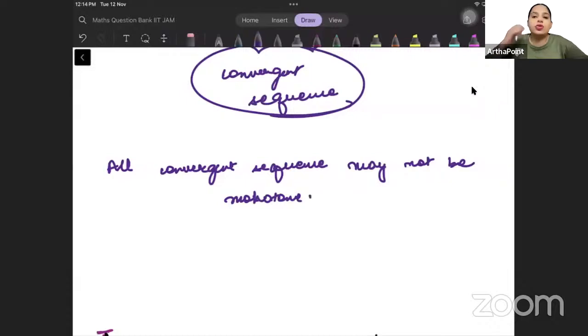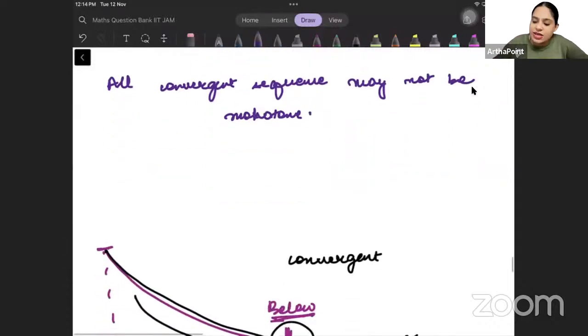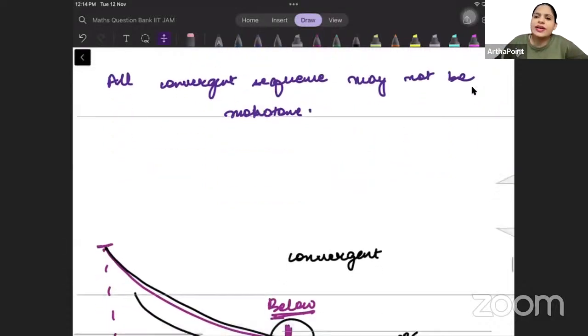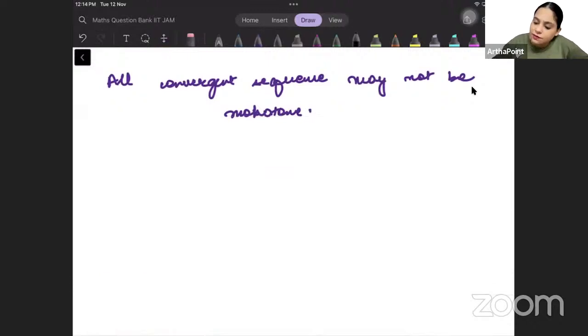May not be monotone, right? So take an example. Suppose I go ahead and I draw a sequence which looks like this: 1 minus 1 to the power n upon n.